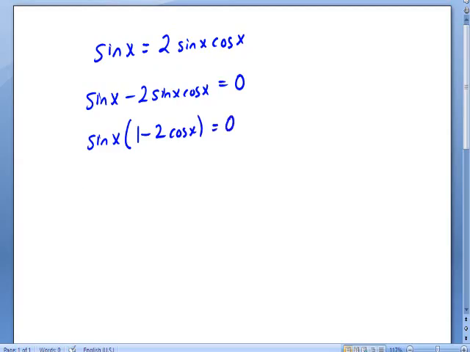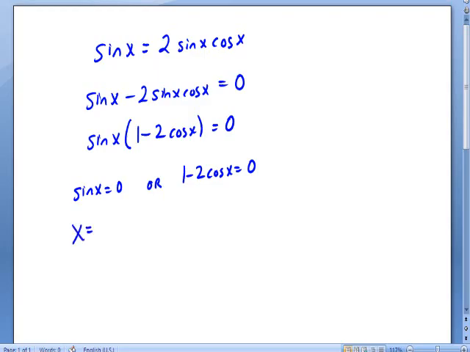So now I have two possibilities. Either the sine of x can equal 0, which would make the left side 0 times something in parentheses, which would be 0, or I can have 1 minus 2 cosine of x equal to 0. I could have the parentheses part be the 0 part, and then I would have the sine of x times 0, which would still be 0. Now I need to solve both of these equations.